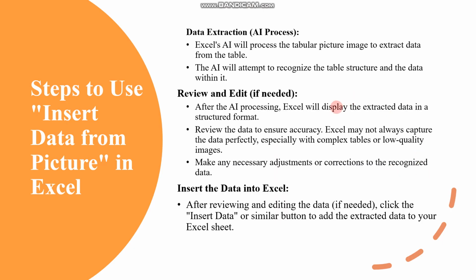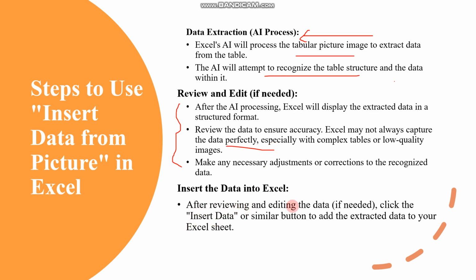The data extraction part is the artificial intelligence process, which is an interesting part provided in Microsoft Excel 365. It converts the tabular picture image to extract the data, and this artificial intelligence will attempt to recognize the table structure and the data within it. After this process is done, we have to review and edit. After reviewing, we have to ensure the accuracy, because Excel may not always capture the data perfectly, especially with complex tables or low quality images.